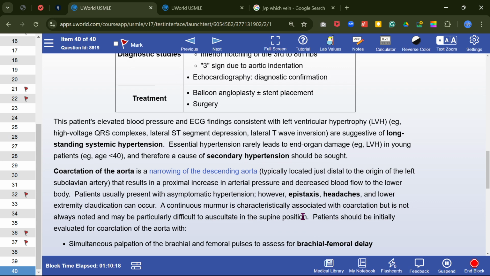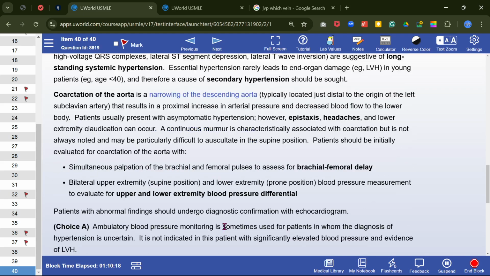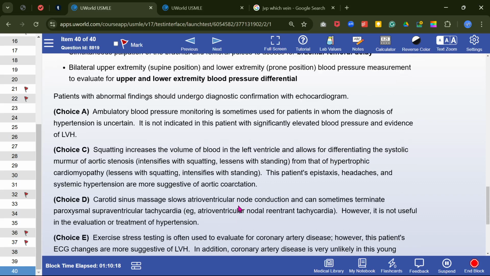Patients should be initially evaluated for coarctation of the aorta by simultaneous palpation of the brachial and femoral pulses to assess the brachiofemoral delay, and bilateral upper extremity blood pressure measurement in the supine position and lower extremity measurement in the prone position to evaluate the upper and lower extremity blood pressure differential. Patients with abnormal findings should undergo diagnostic confirmation with echo. Got it?